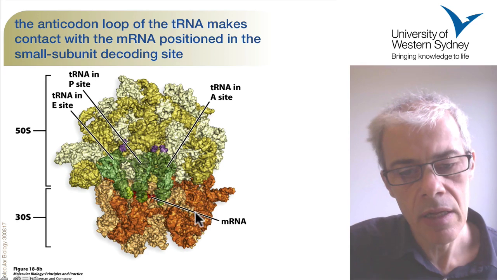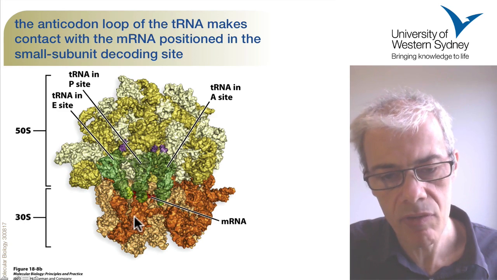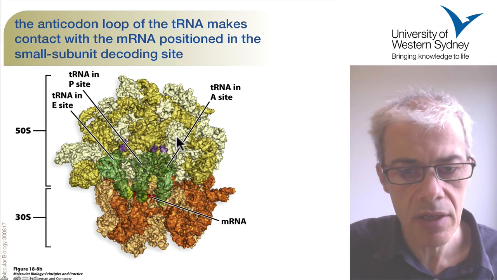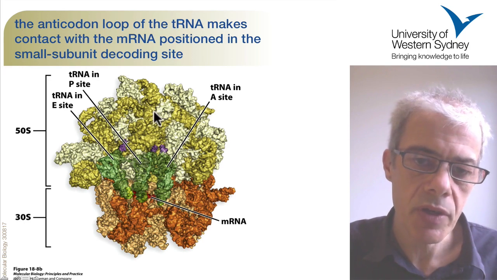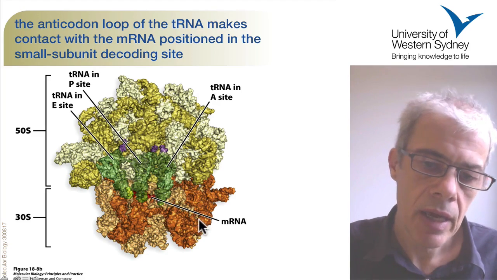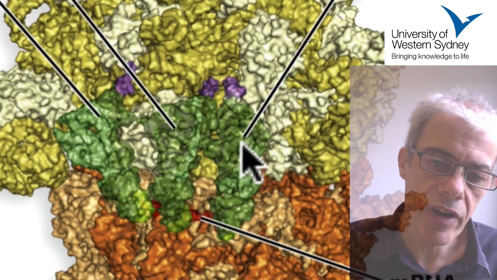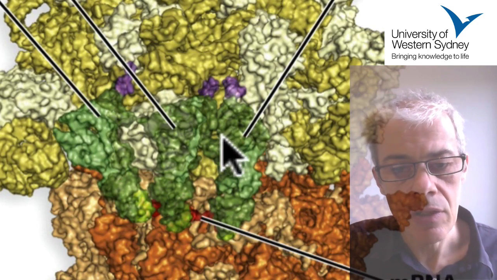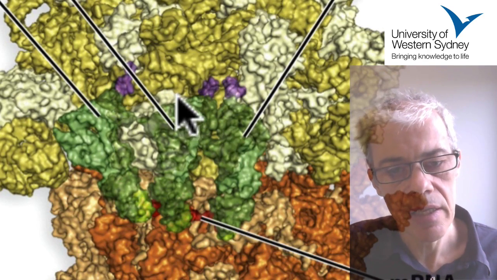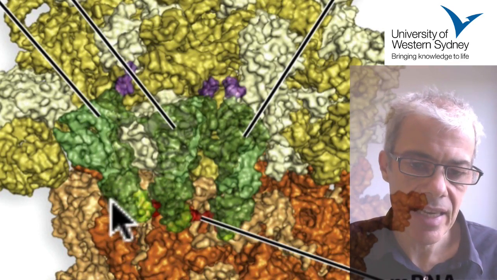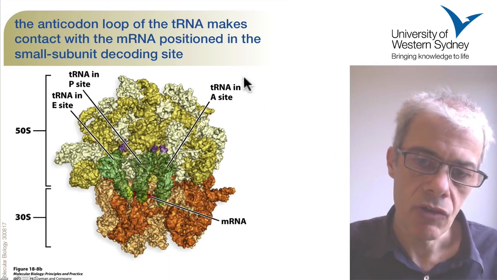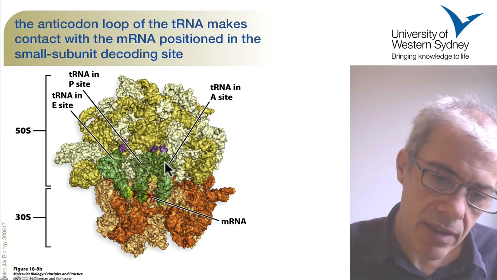Here's the 30S component of the ribosome, and here's the 50S, so the small and large subunits with the proteins and RNAs color-coded. And shown here are three transfer RNAs in green. Okay, so here's the A site, here's the P site, and here's the E site. So the transfer RNA enters here.